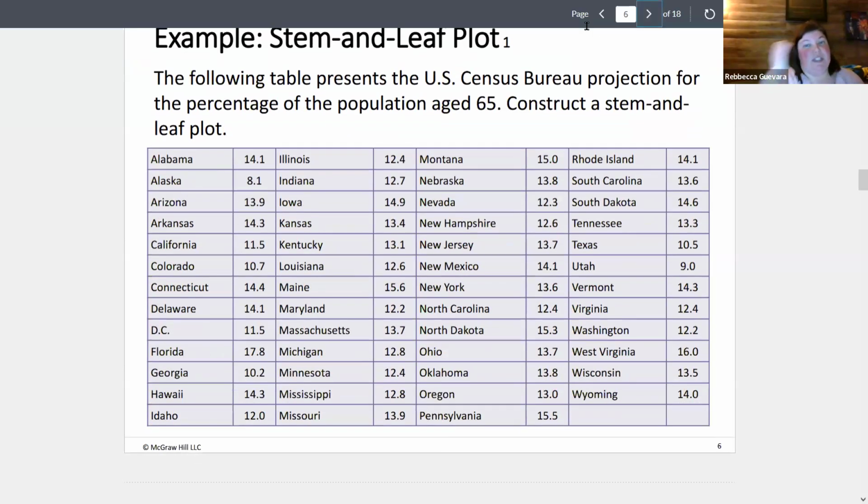So this following table represents the U.S. Census Bureau projections for the percentages of populations age 65. I think it's probably 65 and over. We will construct a stem and leaf plot.